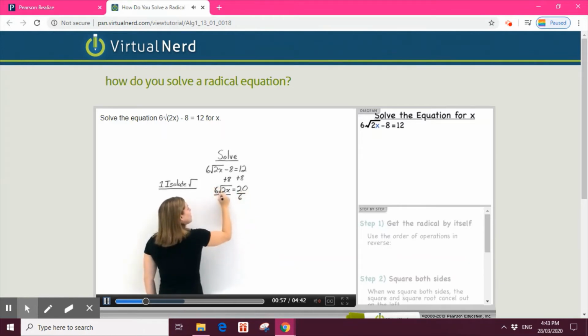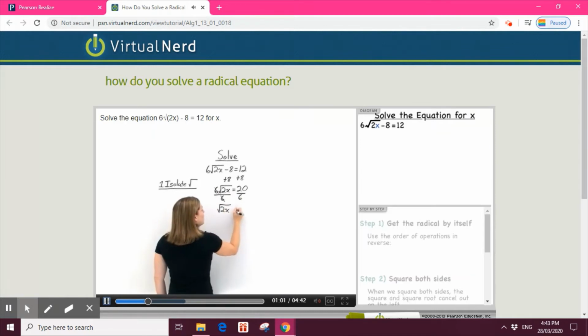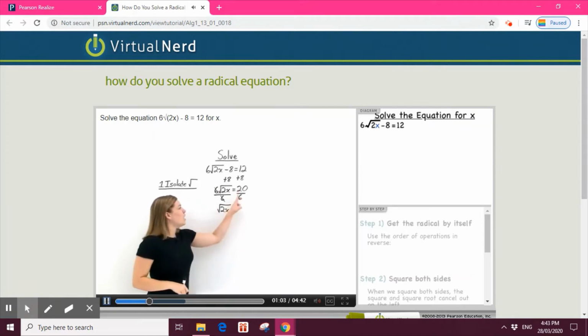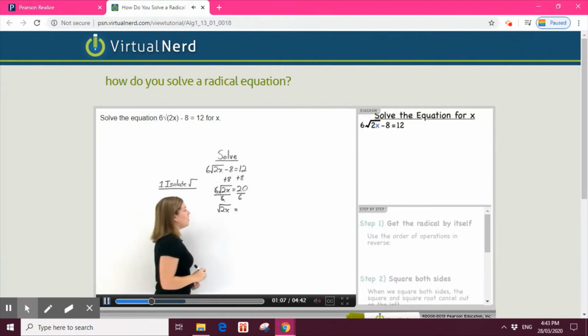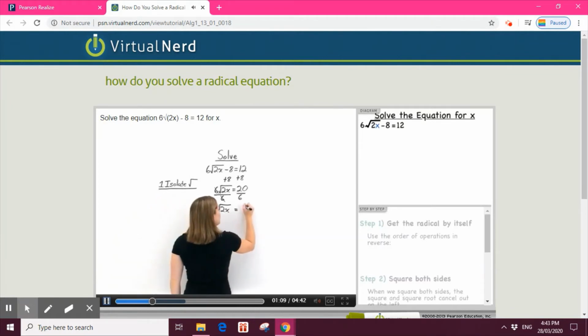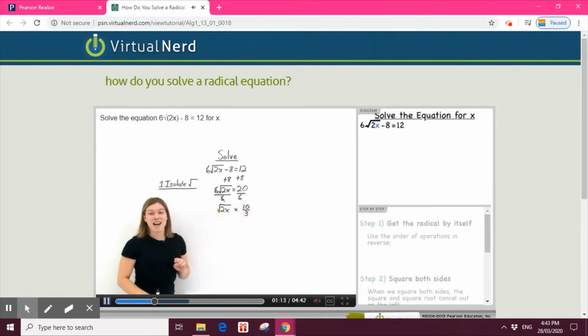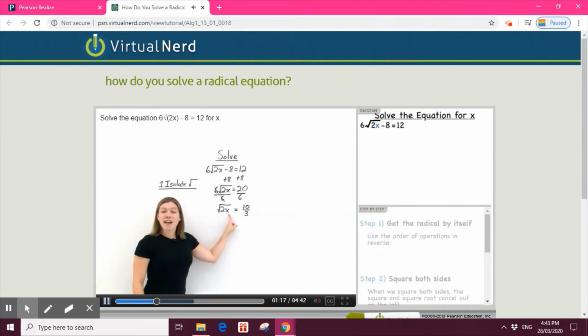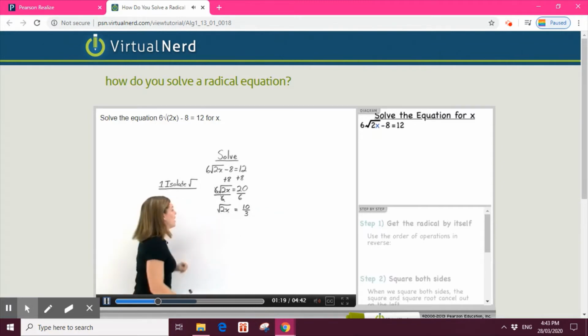When we do, these 6's cancel out, and we're left with the square root of 2x on one side. On the other side, we have 20 over 6. Well, both of those numbers are divisible by 2. So we can divide both the numerator and denominator by 2 in order to reduce that fraction to 10 over 3. Great! Now we have the radical by itself on one side of the equal sign.